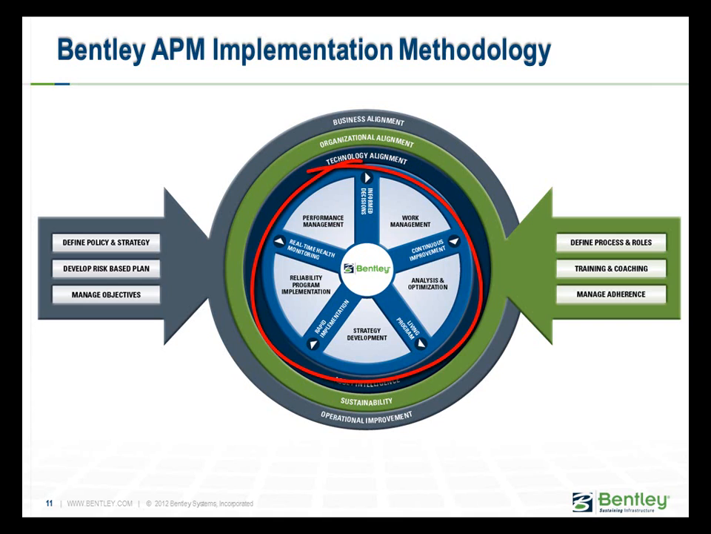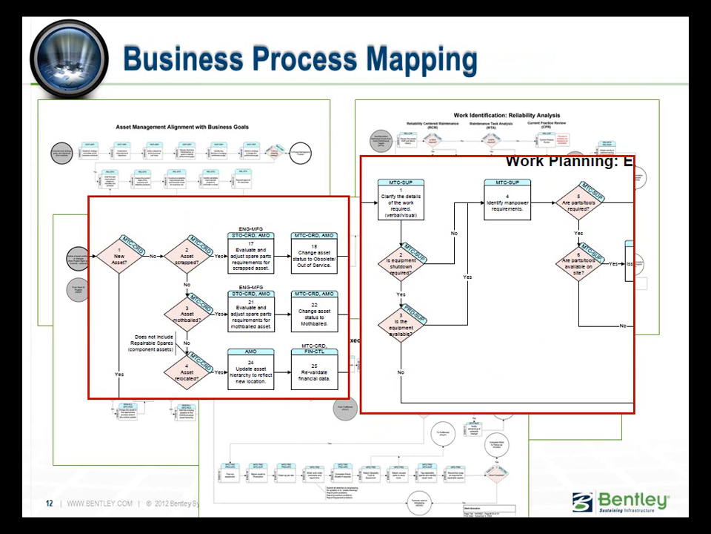The asset performance management cycle in the center represents the business process of APM, those activities that must be consistently executed to ensure optimal equipment reliability on a sustainable basis. The successful implementation of the APM cycle within any organization is highly dependent on the other 3 foundational elements: business, organization, and technology alignment. So the methodology is process-driven.